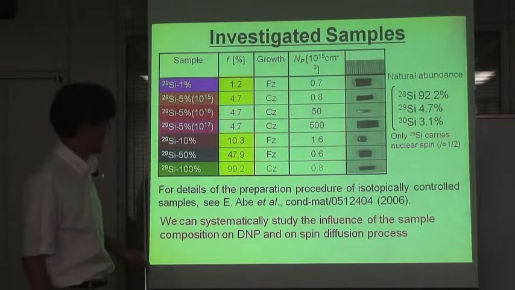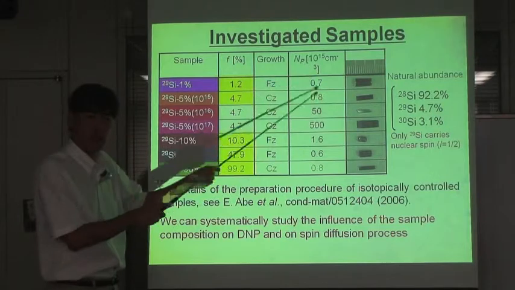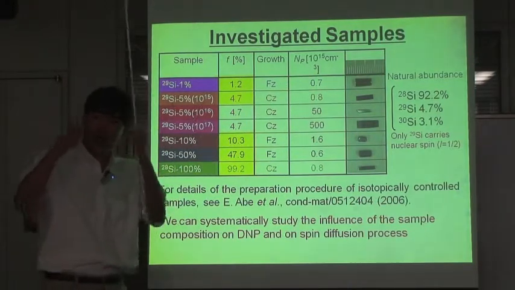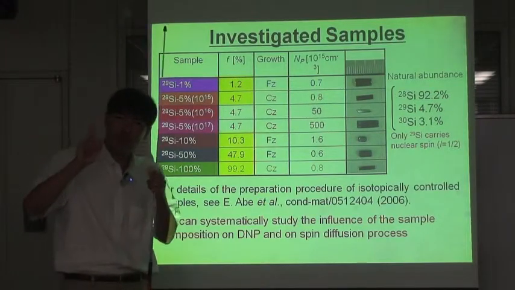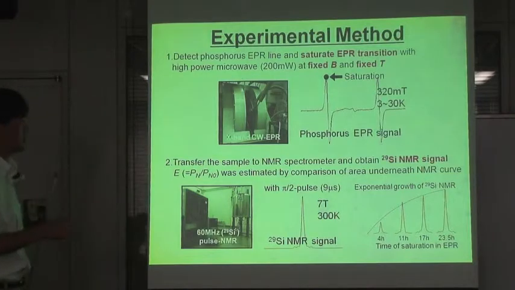Okay? And we would like to study both the phosphorus concentration dependence and the 29 silicon concentration dependence of how well we can orient 29 silicon and how fast they diffuse away. Okay? Experimental method.